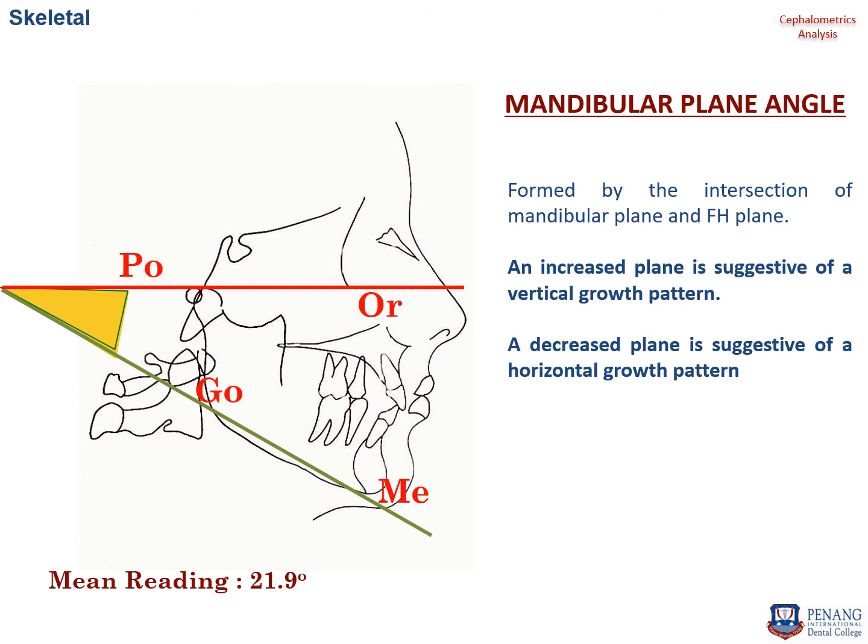So what is the clinical implication of this plane? If you see an increased plane, it is suggestive of a vertical growth pattern. So you might even find the patient having open bite. Whereas if you see a decreased plane, it is suggestive of a horizontal growth pattern. In these patients, you might see a deep bite.